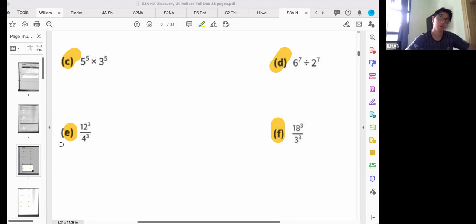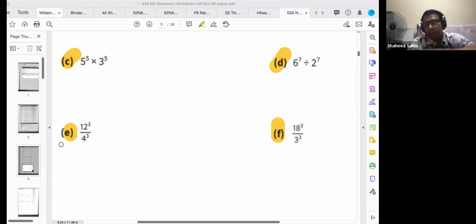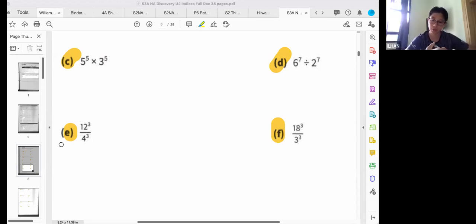12 over 4. 3 to the power of 3. Okay, what about the other one? F? 6 to the power of 3. Well done.